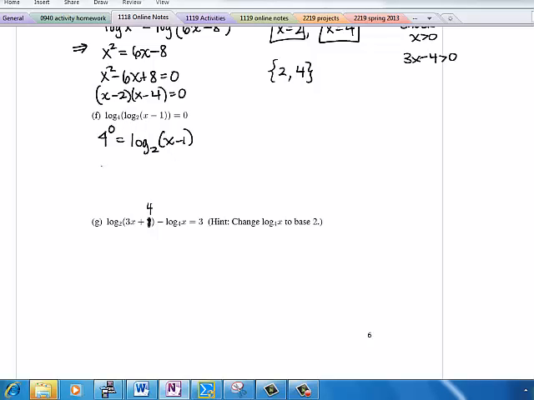4 to the 0 is 1. So now we have another logarithmic equation to solve. This time we want to undo the log base 2. So we'll switch to exponential form. 2 to the 1 should give me x minus 1. So if I add 1 to both sides, it looks like x will be 3.